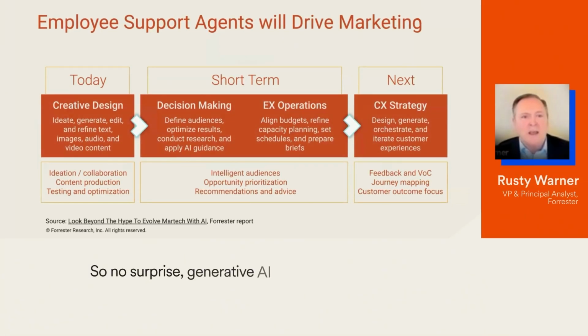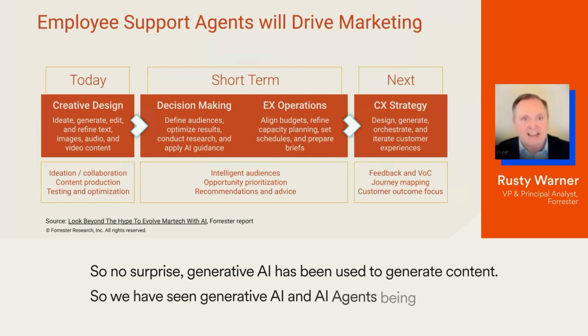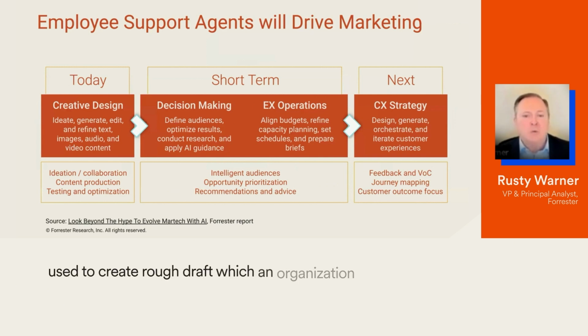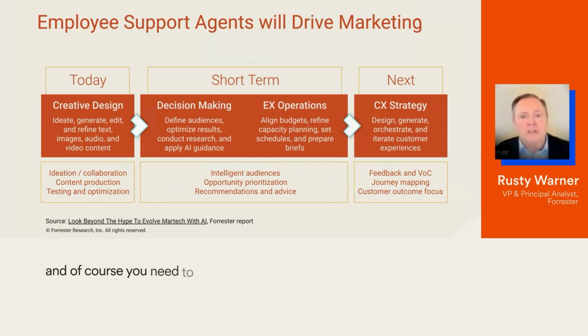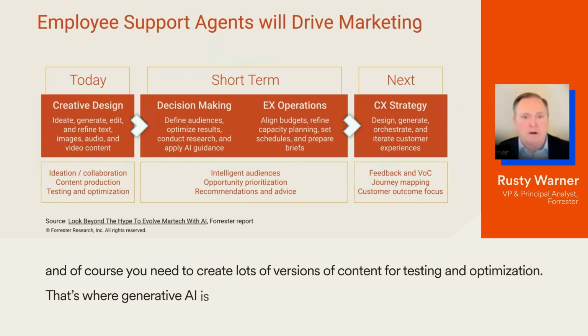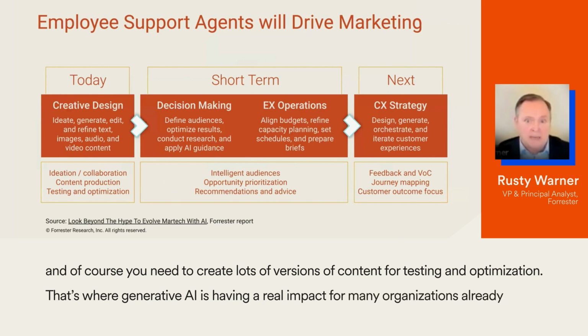So no surprise, generative AI has been used to generate content. So we have seen generative AI and AI agents being used to create a rough draft, which an organization might use as a starting point for ideation or collaboration. We're also seeing it get used for production ready content. And of course, when you need to create lots of versions of content for testing and optimization, that's where generative AI is having a real impact for many organizations already.